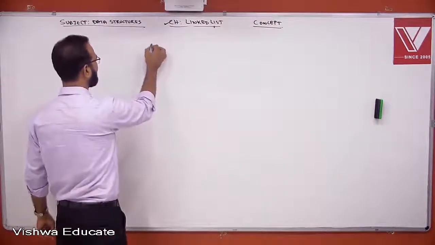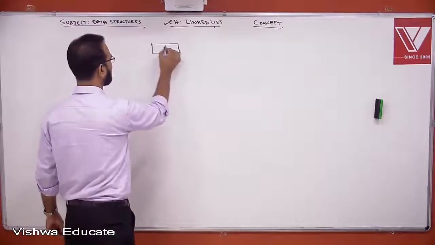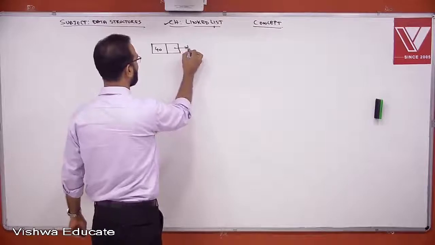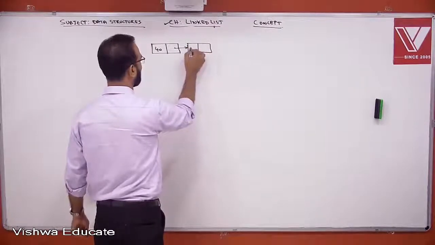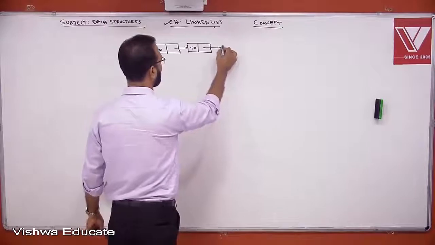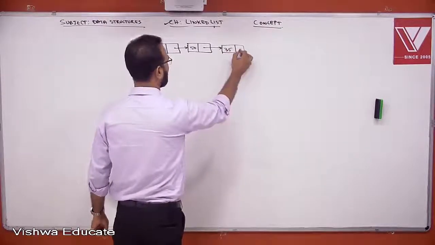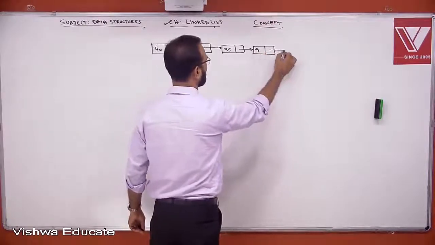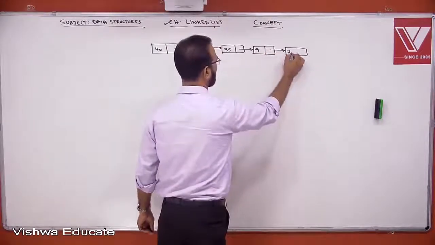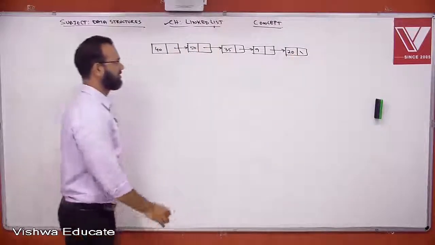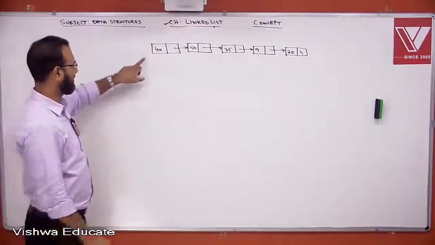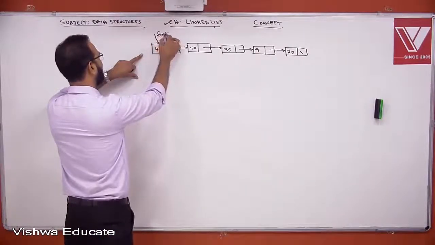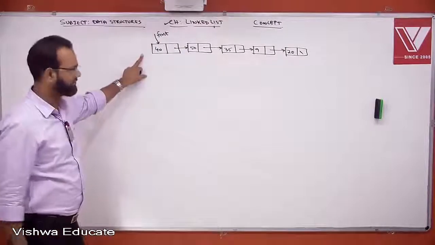Let us assume that a singly linked list is of this particular one, say 40, 50, 35, 9, 20. Nothing is there to be followed, so I'll keep that one as null. You know that first is a pointer variable which always points to the first node.